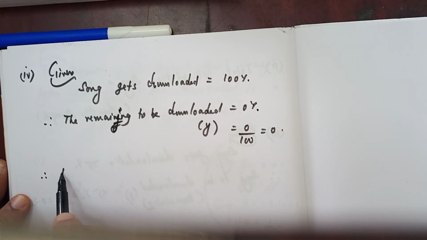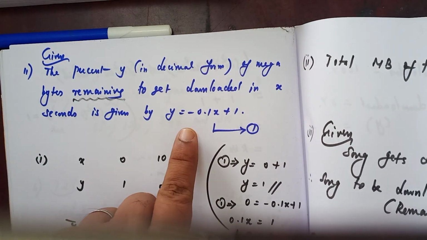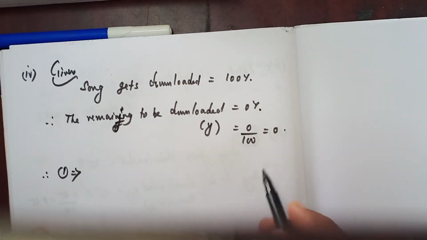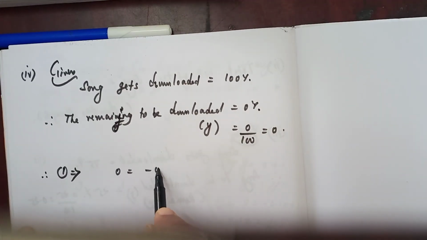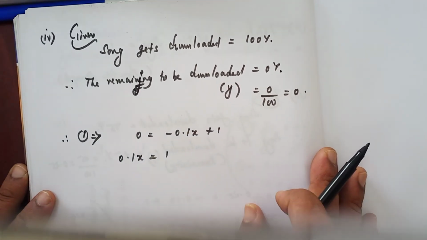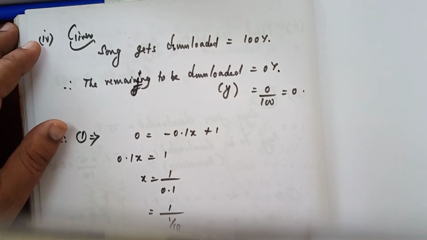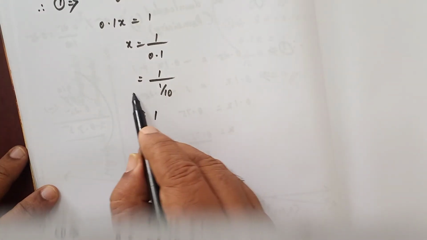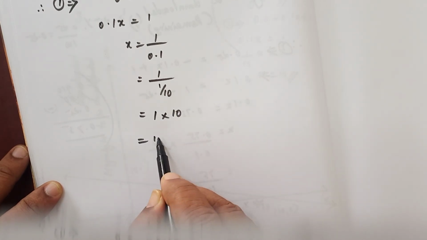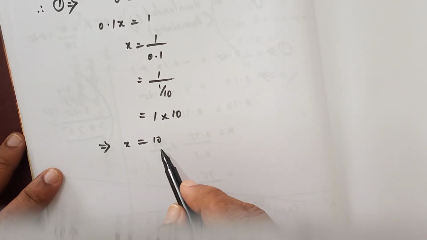Therefore, equation 1 implies, in equation number 1 what is given? y that is equal to minus 0.1x plus 1. y can be replaced by 0. 0 that is equal to minus 0.1x plus 1. It comes left hand side, plus 0.1x that is equal to 1. Therefore, x equal to 1 divided by 0.1, that is equal to 1 by 10. That is equal to 1 into, division becomes multiplication, 1 by 10 reciprocal 10, that is equal to 10. We got the value of x, that is equal to 10.